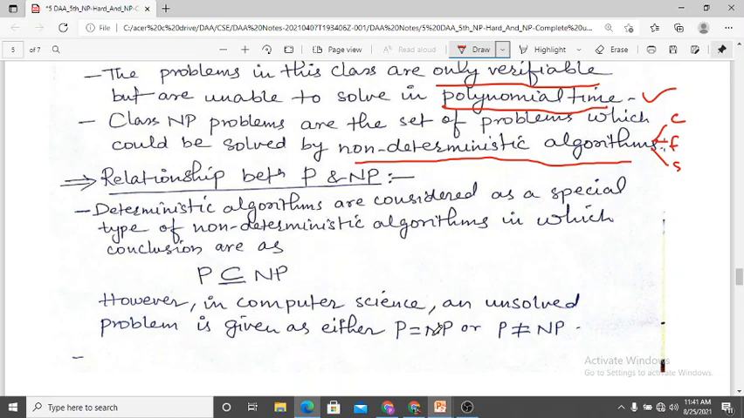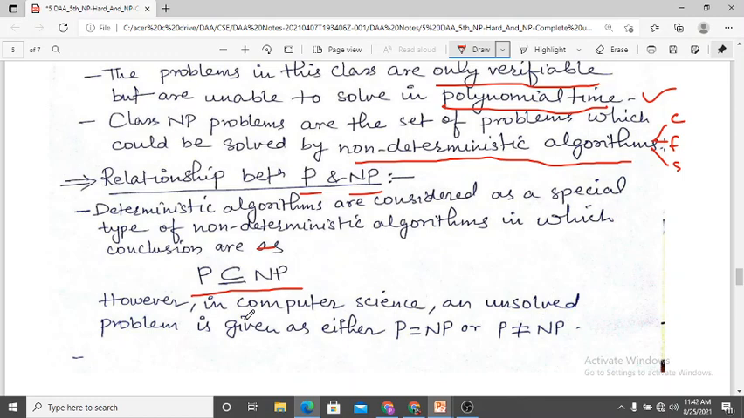Now we will see the relationship between P and NP. First we will see the relationship between P and NP, then afterwards we will see the relationship between P, NP, NP hard and NP complete. Deterministic algorithms are considered as a special type of non-deterministic algorithm, in which the conclusion is that P is a subset of NP.